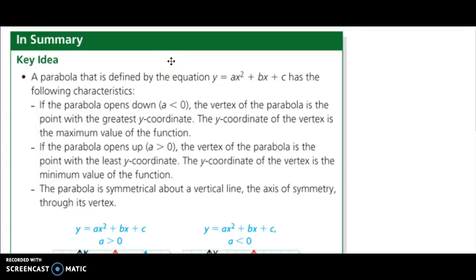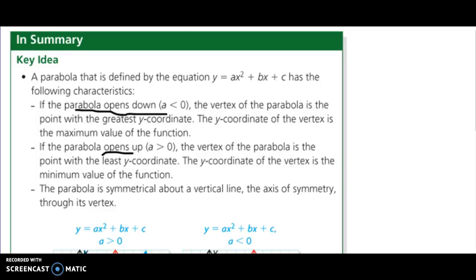Just wanting to go over section 7.2, the key ideas for the chapter, right before I show you how to do graphing using the graphing calculator. So it says a parabola defined by the equation ax squared plus bx plus c has the following characteristics. Remember, if a is smaller than 0, the parabola opens down. It's a frown. And if a is larger than 0, a positive number, it'll open up, which is a smiley face.